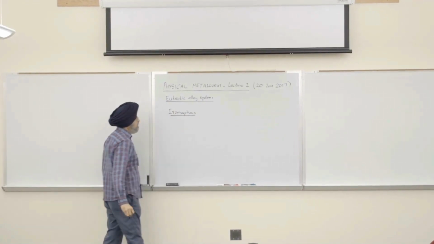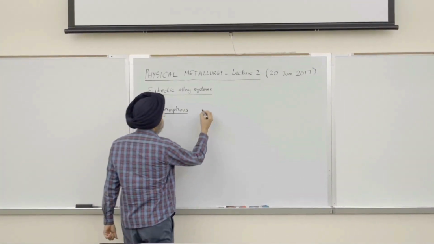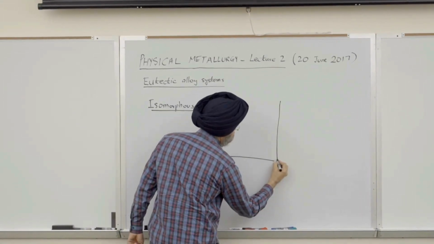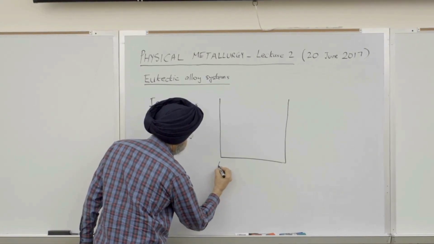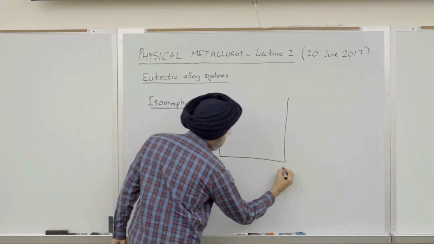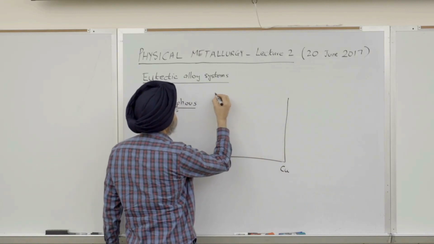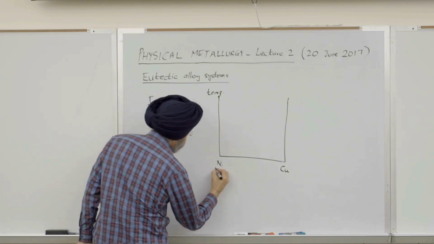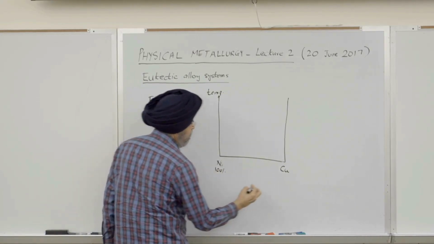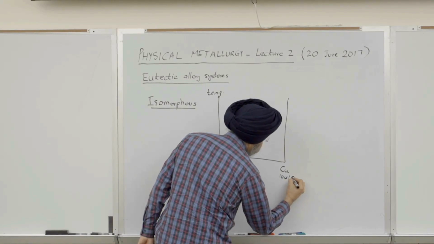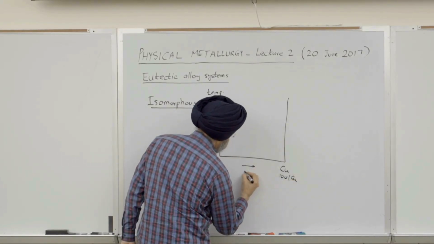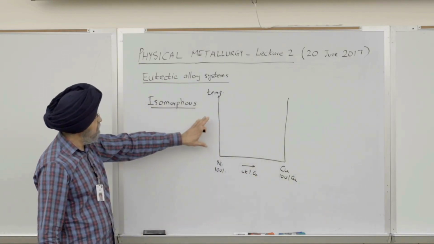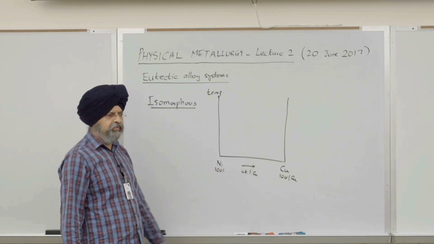So let's go back to the example we had last week. We had a phase diagram where on this axis I had nickel, and here we have copper, and this, as we know, is temperature. This is 100% nickel, this is 100% copper, and this axis is weight percent copper. So this is our phase diagram template.